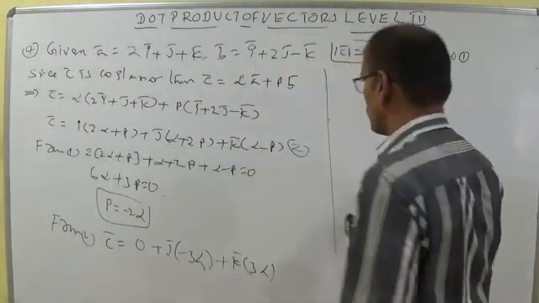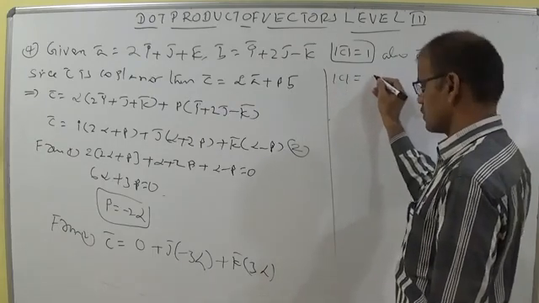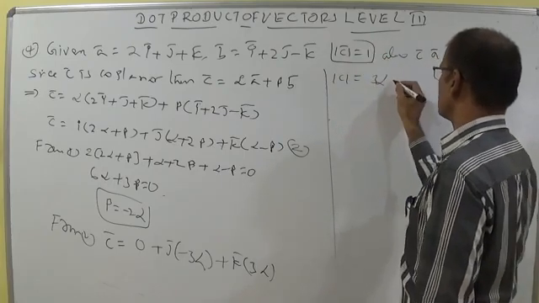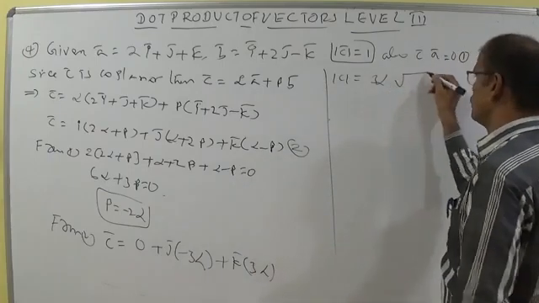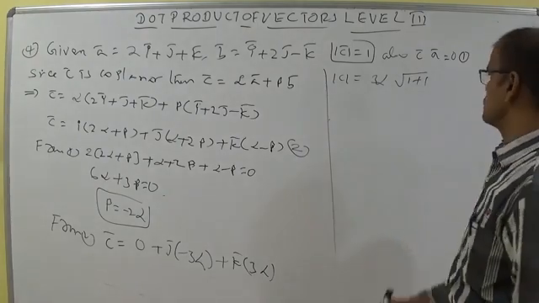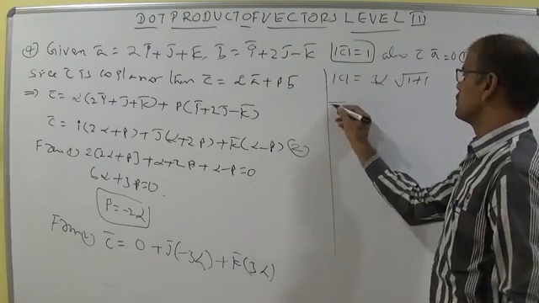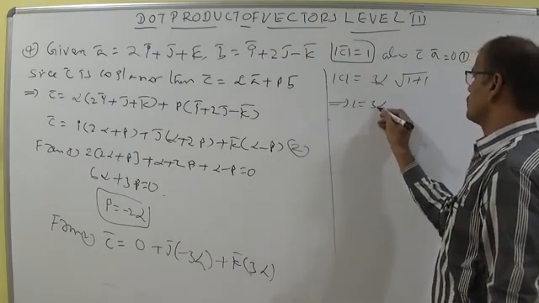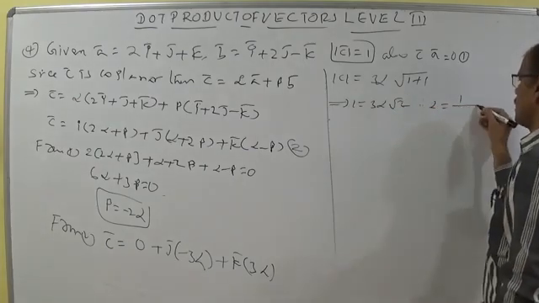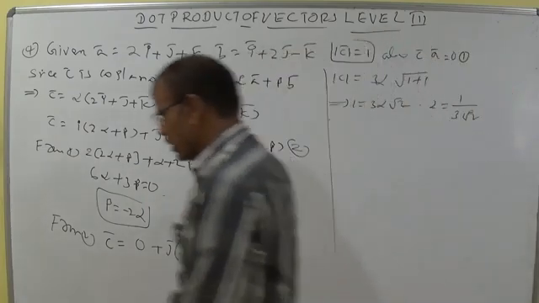Now taking 3 alpha common, take the magnitude. Mod C is equal to 3 alpha into the square root of (1 plus 1) for the j and k components, which is 3 alpha into root 2. It is given that mod C is equal to 1, so it is a unit vector. So 1 is equal to 3 alpha into root 2, then alpha is equal to 1 by 3 root 2.